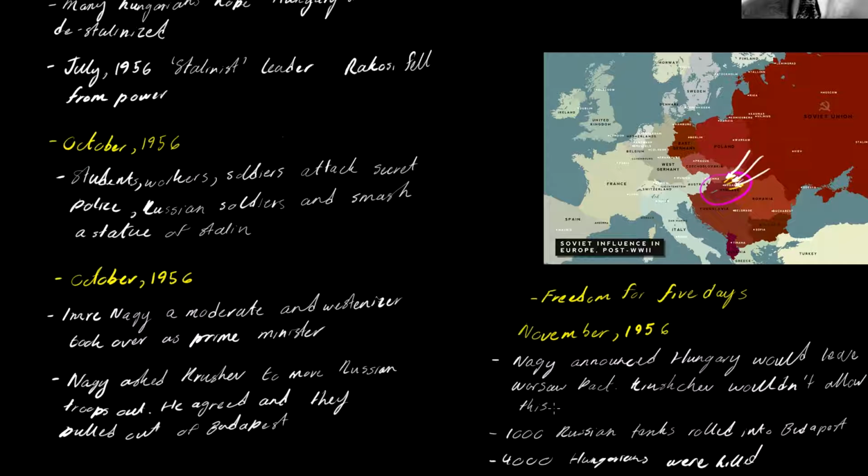And Khrushchev put in a Russian supporter, Janos Kadar, as prime minister, replacing Imre Nagy. So Nagy was executed on charges of treason 2 years later. So it cost him his life, this attempted uprising. But at least he tried to fight for the Hungarian people's freedom.